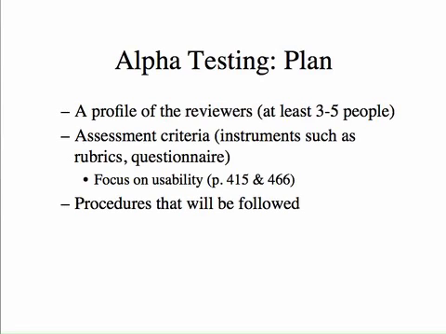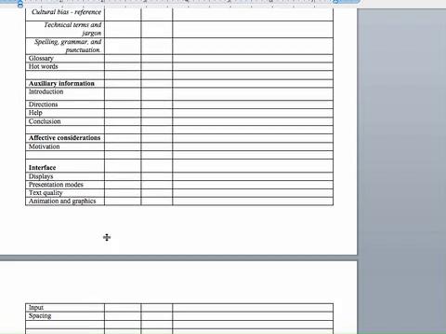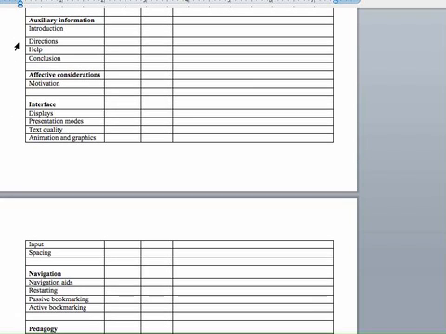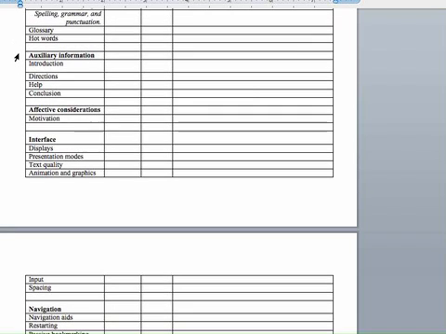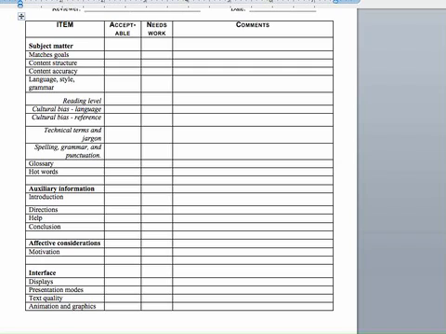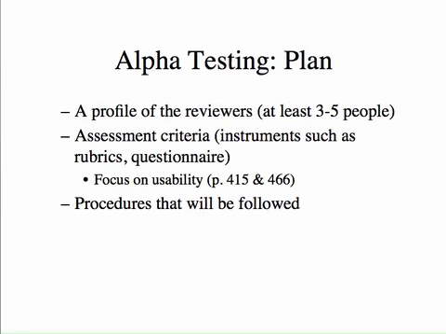Now, for the alpha test, you really want to focus on those usability elements. Navigation, things like that, the interface, the displays, the text quality. Were the directions helpful? Was the introduction helpful? These are questions that you can ask in an interview or on a survey or something like that, but you really want to focus on, was this a usable product? What was usable? What could be improved? What should be scrapped or heavily revised?